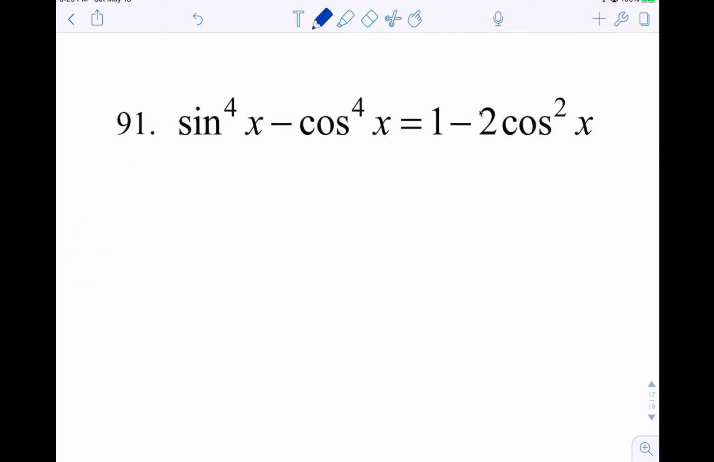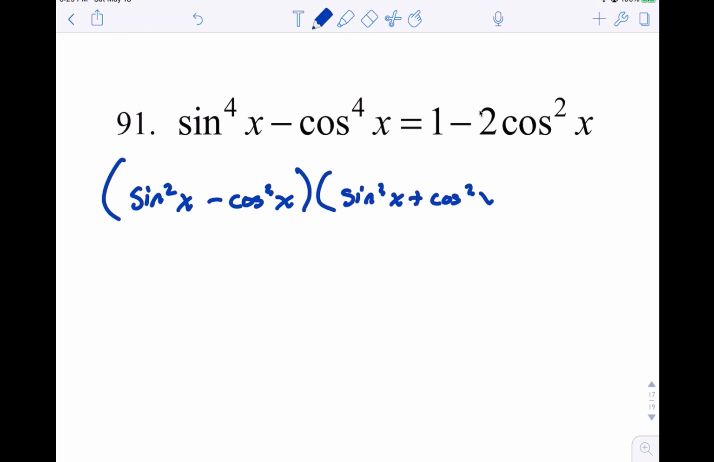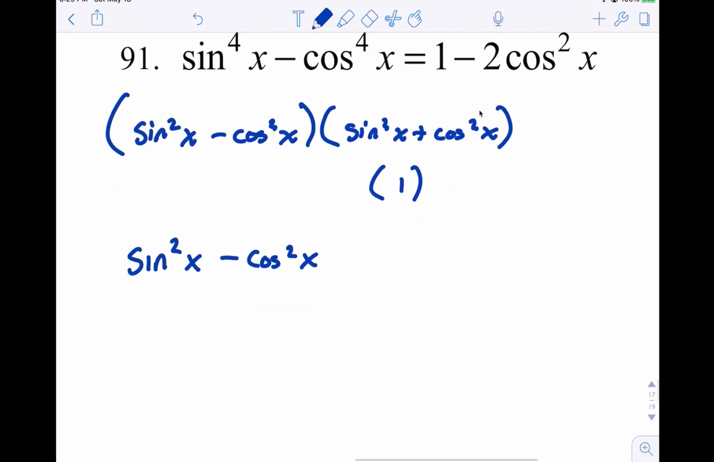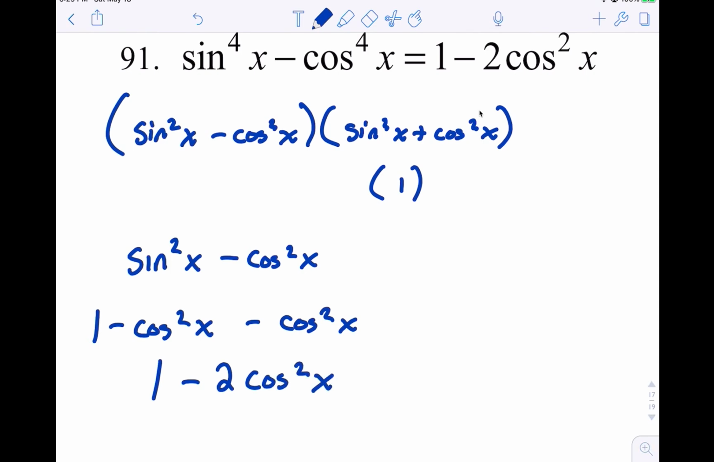And then 91, I'm going to factor the left. So sine squared minus cosine squared, and then sine squared plus cosine squared. So it's the difference of 2 squares. So this just becomes 1, right? And then that leaves me with sine squared minus cosine squared, right? Now the right side I need just cosine, so I'm going to change sine squared to be 1 minus cosine squared, which is then 1 minus 2 cosine squared.